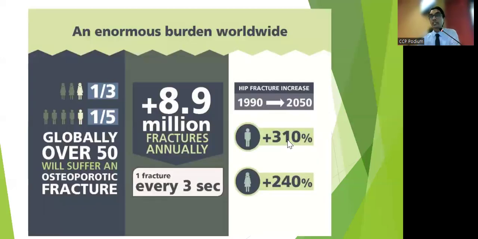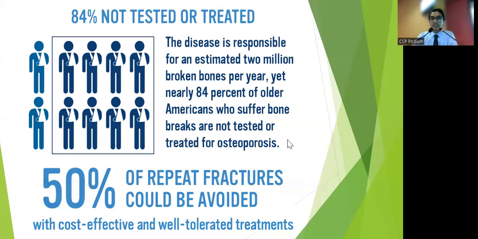This is not limited to Sri Lanka. This is a worldwide burden. One in 3 females and 1 in 5 males over the age of 50 will at some point suffer an osteoporotic fracture. That is 8.9 million fractures annually. And it has been estimated that by the year 2050, there will be an exponential rise in hip fractures. 84% of patients with osteoporosis are either not properly tested or not properly treated. But more than 50% of these fractures can be prevented if we detect this early and start simple treatments.